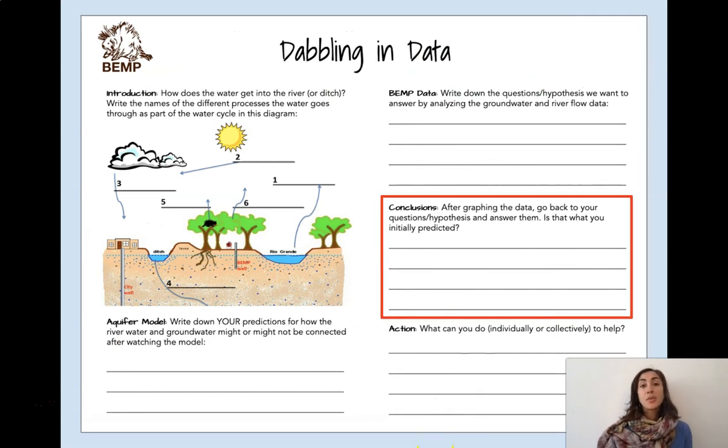So I want you to try to write down some of these conclusions using your worksheet. After graphing the data, you're going to go back to your questions, the questions that we just presented to you, and try to answer them. We have been talking about that for the example of these two sites that I've been representing, but I want you to do that for the data that you are representing for your particular site.